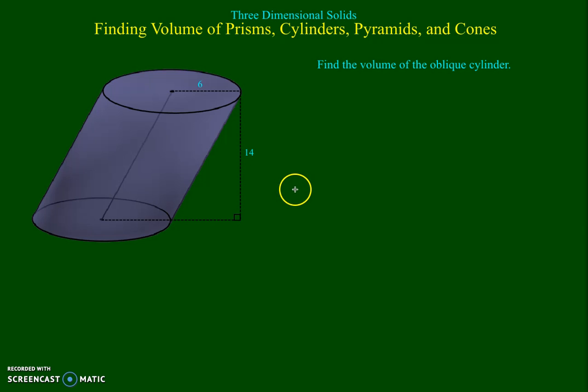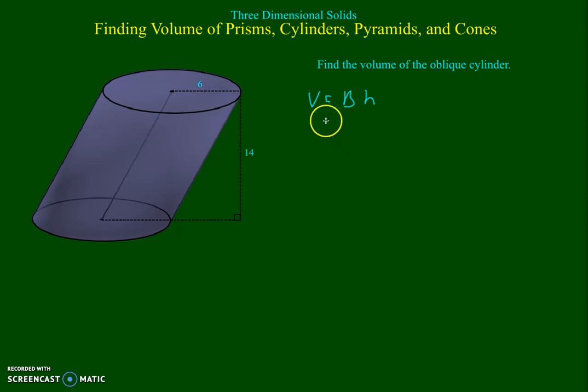In this example, we're asked to find the volume of an oblique cylinder. Now, based on Cavalieri's principle, we know that the volume of an oblique solid is the same as a right solid with the same dimensions, the same area of the base and the same height. So we can just do this as we normally would, as though this was a right cylinder. Therefore, the volume is going to be area of the base times height.